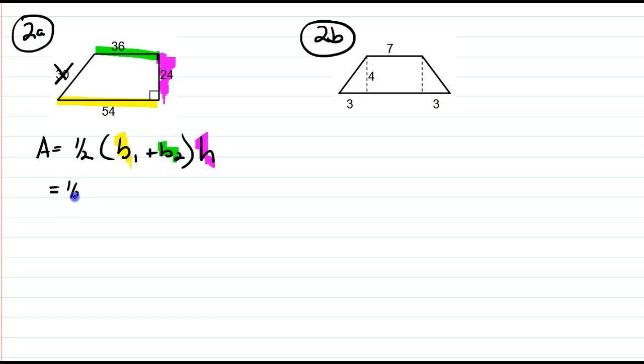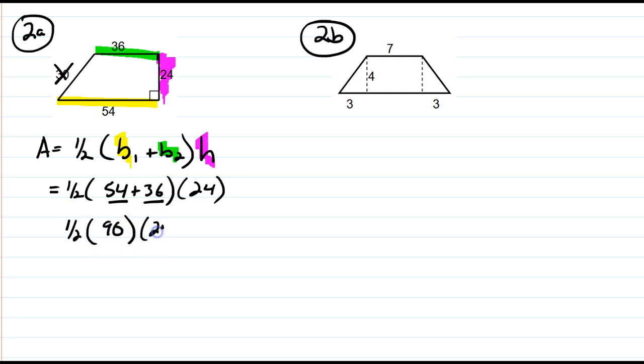So we get 1/2 of 54 plus 36 times 24. So before you worry about multiplying the 1/2, go ahead and combine your two numbers inside the parentheses. So 54 plus 36 is going to give us 90. And then half of 90 is 45. And so now 45 times 24.